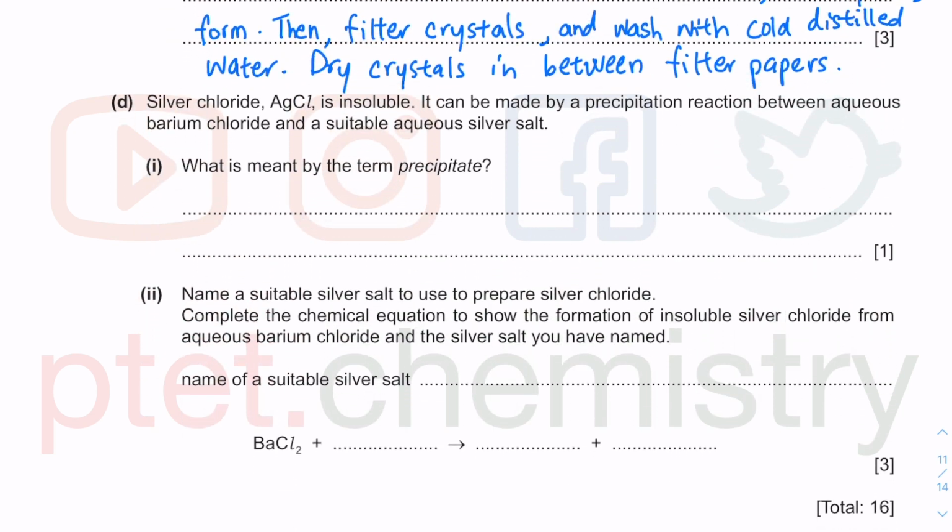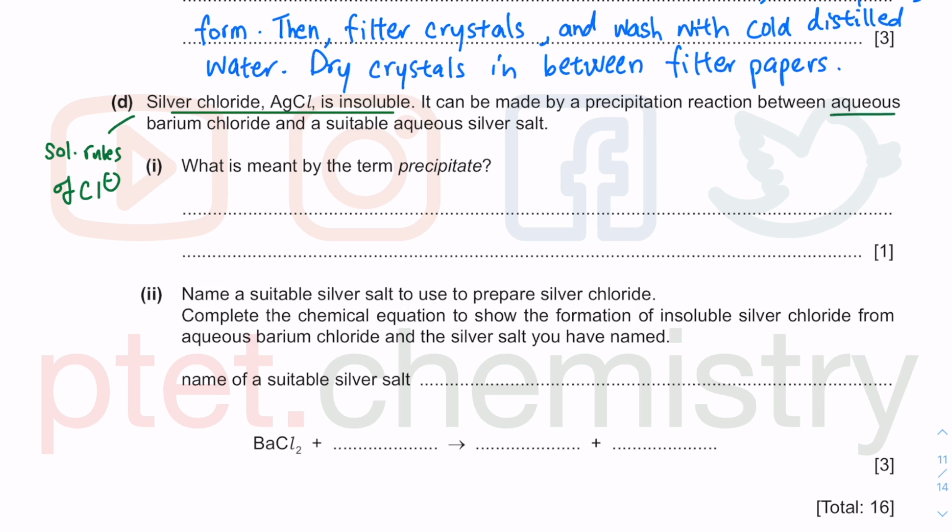So the next part, we have silver chloride. We know about the solubility rules. These are the solubility rules for the chloride, and also from the test for chloride by adding nitric acid, and then adding some aqueous silver nitrate, we get a white precipitate. Silver chloride is insoluble, therefore we can make it by a precipitation reaction.